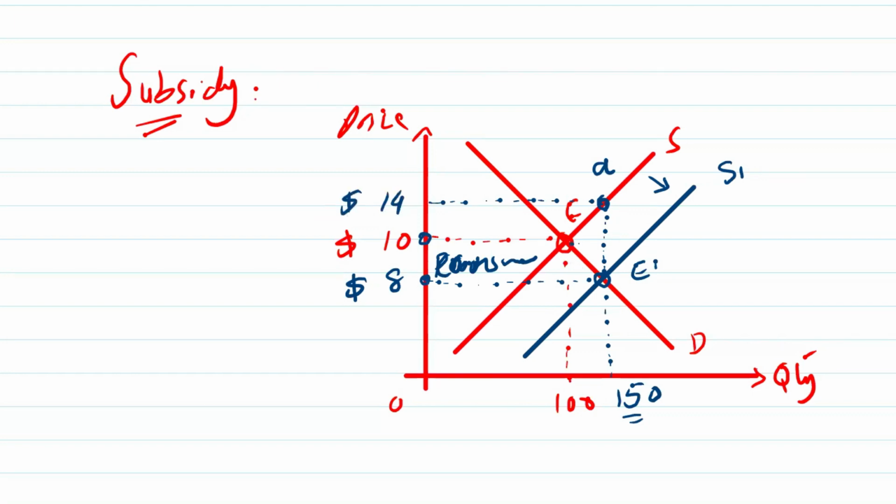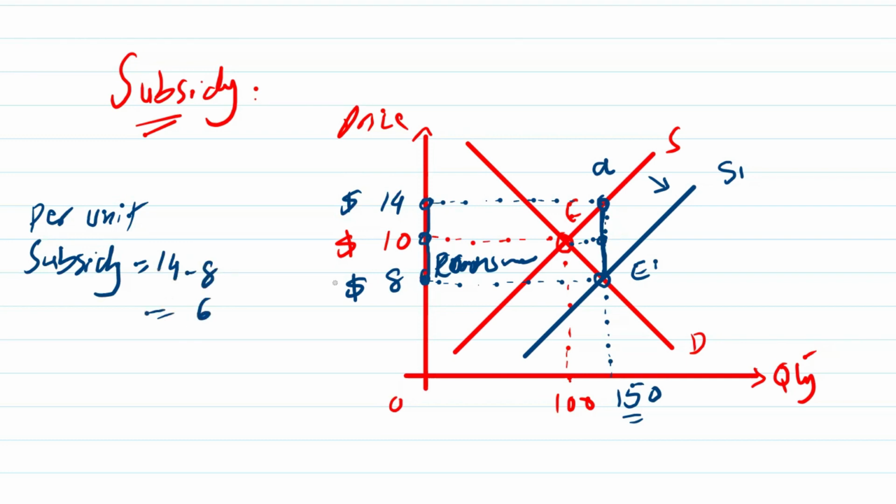So first of all, we can find out per unit subsidy. Per unit subsidy is the amount of subsidy on each unit that is produced and supplied by the producer. So that is the vertical gap from 14 to 8, or A to E1. This vertical gap represents per unit subsidy. So per unit subsidy will be 14 minus 8, that is equal to $6.